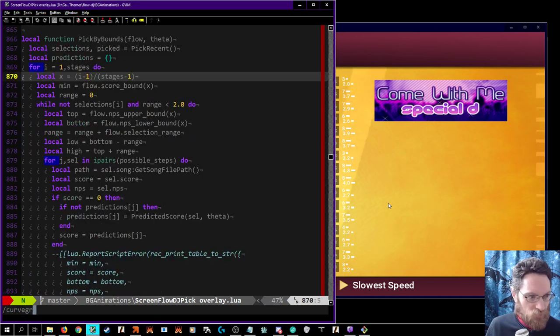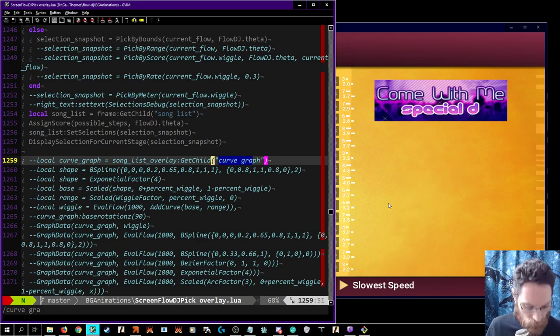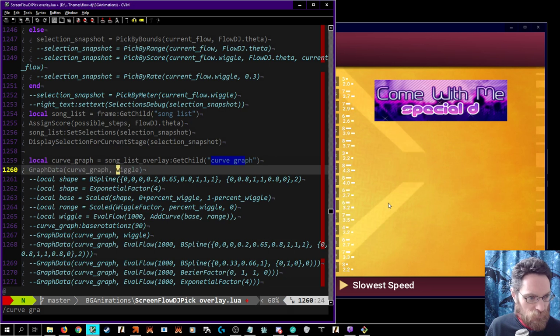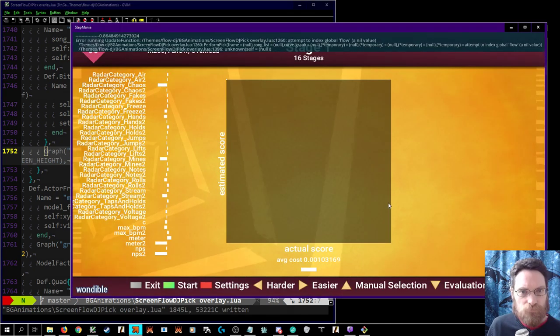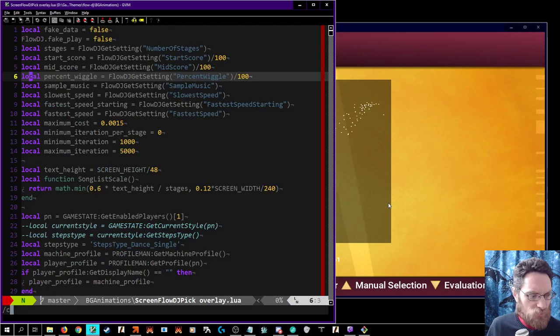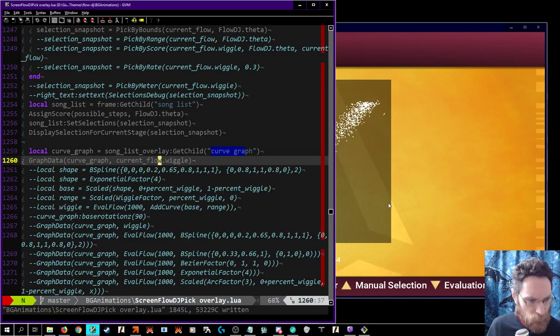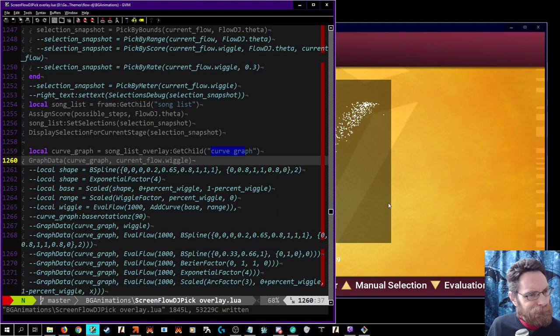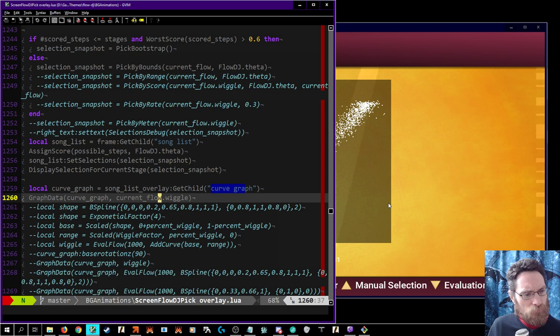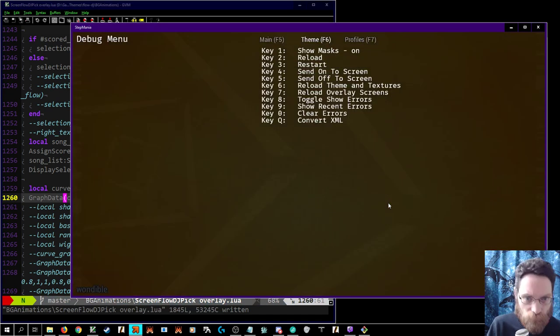And the upside of this is that if we enable this, should be able to say okay, so now that's I think current flow is actually the global. No. Pick by bounds, current flow. Oh no, because this is saying curve of the already evaled thing. So this still has to be, because you're still expecting that.